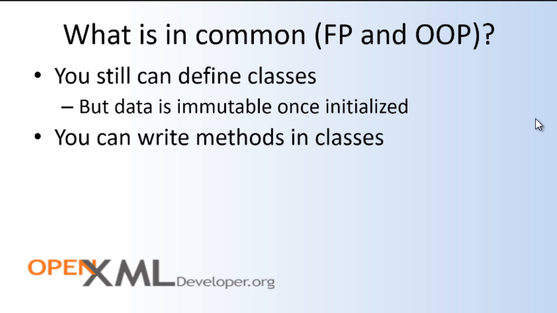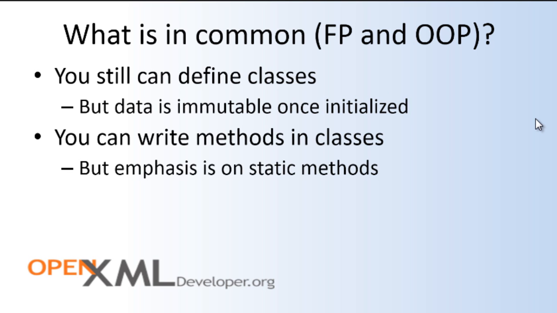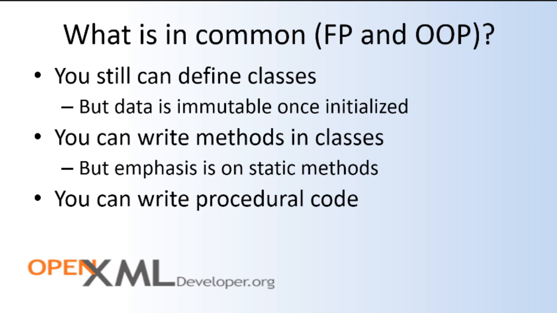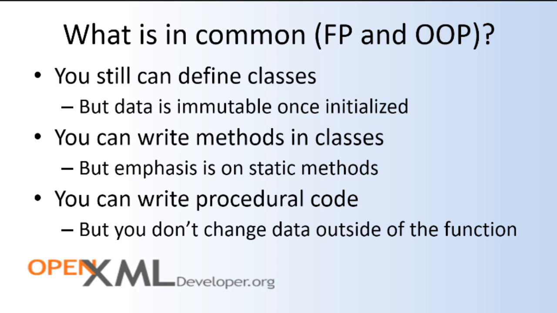You can still write methods in your classes if you want to, but primarily the emphasis is on static methods as opposed to methods that operate on a particular instance of the class. It doesn't really matter. You can put a method on an instance of a class that operates on data of that class if you want to have a method that returns a particular value based on data in the class, on that data that is immutable. You can write procedural code in your methods, but a key point about this is that you don't change data outside of your function. Well, that's enough to cover in this screencast.